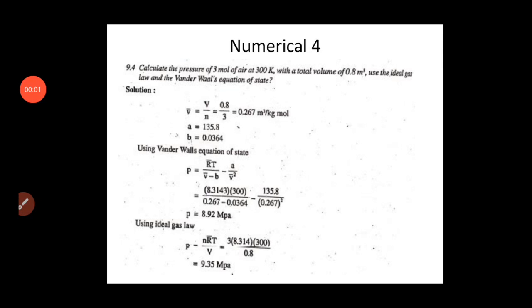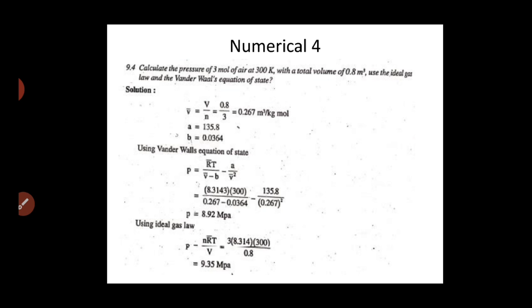Hello students, now we shall see the next numerical on real gases. Calculate the pressure of 3 mole of air at 300 Kelvin with a total volume of 0.8 meter cube. Use the ideal gas law and the Van der Waals equation of state. So here we have to find out the pressure of 3 moles of air at a temperature of 300 Kelvin, and the volume is 0.8 meter cube, by using two things: one is the ideal gas equation and second is the Van der Waals equation.